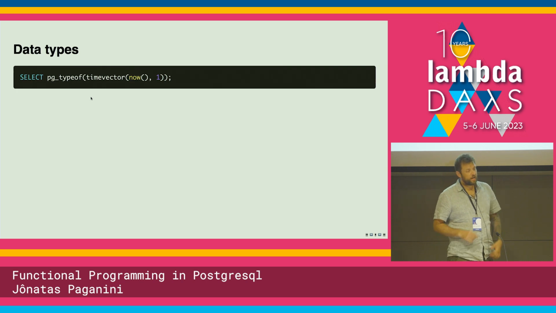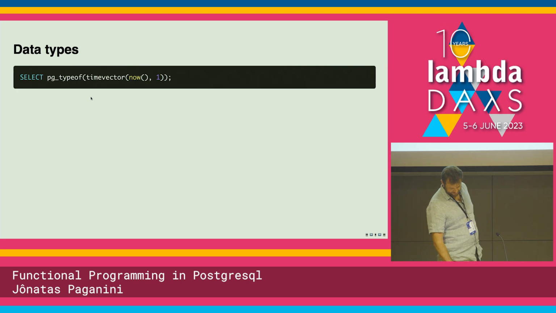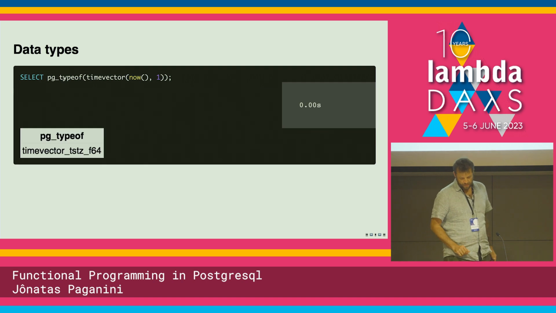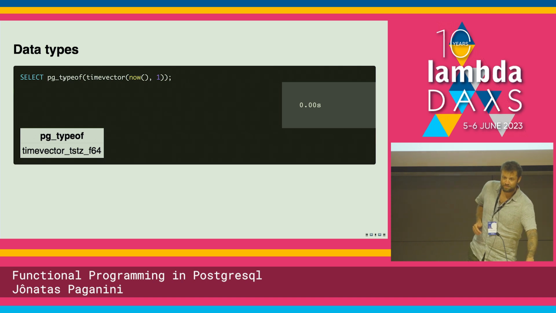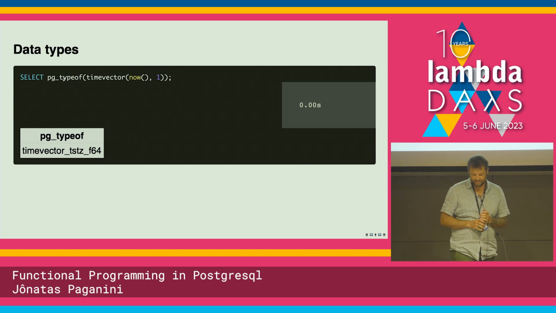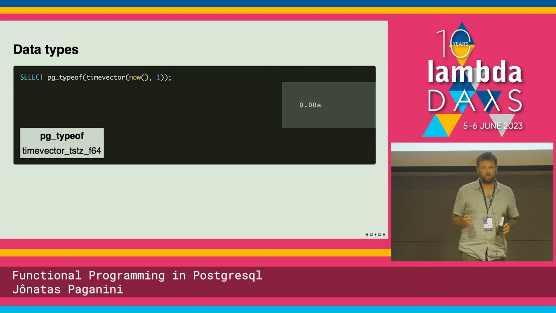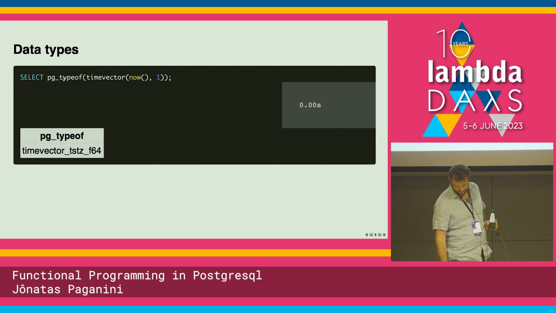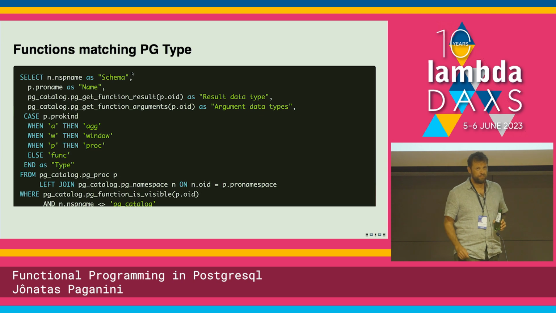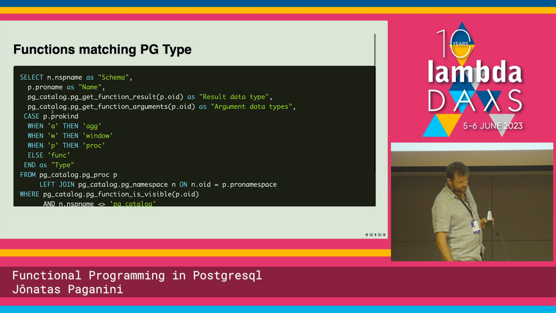And let's take a look at how it works behind the scenes. So we use this pg_typeof. This is like a typeof, but to know what Postgres types you have behind the scenes. In this case, this is a time vector, and this is a timestamp with time zone with a float 64 as the value of the tuple, right? So for building this, we have this function. I stole it from SQL.